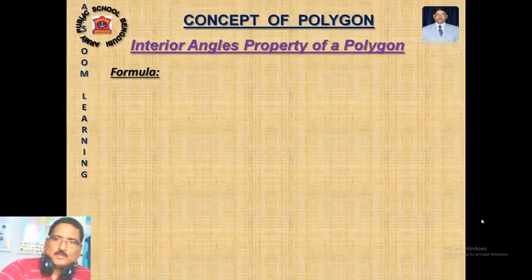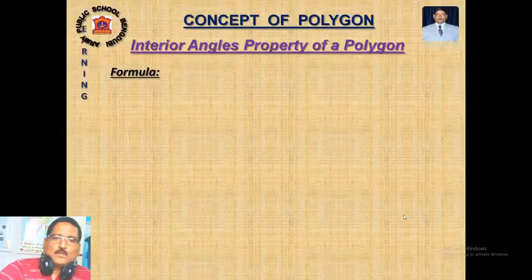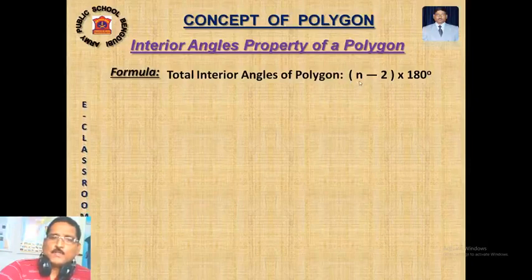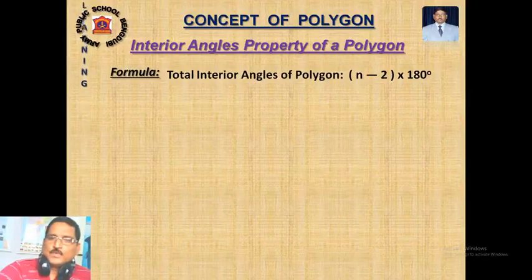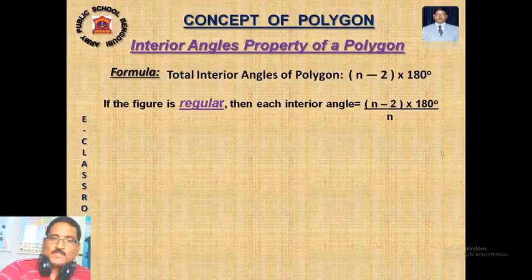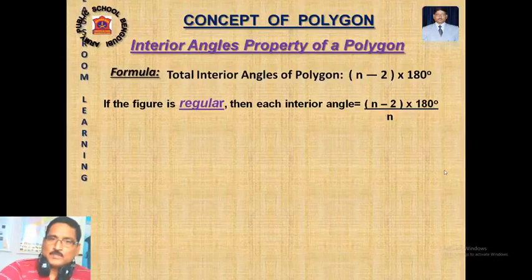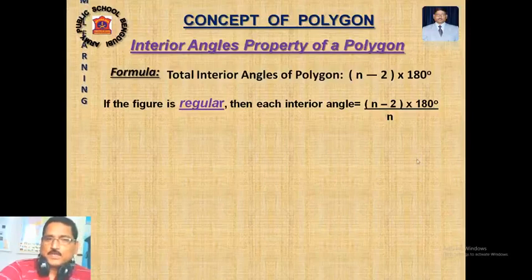Okay. Now the formula is: total interior angle is n minus 2 into 180 degree. What is n here? Number of sides. Suppose a triangle. How many sides are there? 3 sides. 3 minus 2 is 1. 1 into 180 degree is equal to 180 degree. That means in case of a triangle, the total interior angle is 180 degree. Okay. Now the number of sides will be increasing, then the total angle is also increasing.